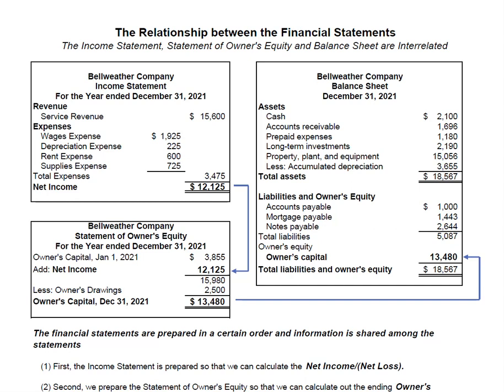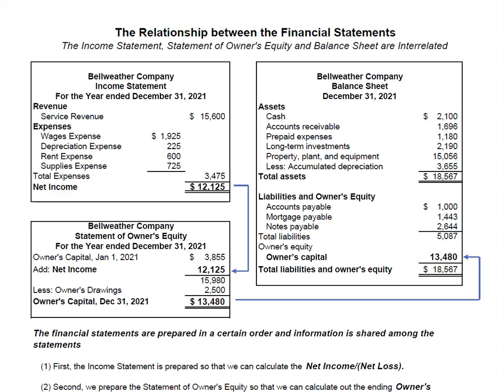So the first statement that is prepared is the income statement. So we have a company here named Bellwether Company. Here's their income statement for the year ended December 31st. Financial statements always start with a heading, and the heading contains the name of the company, the name of the statement, and the date.